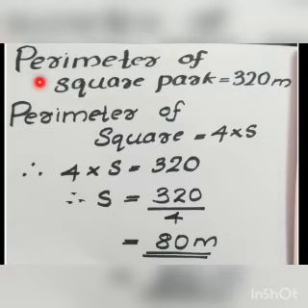That is, perimeter of the square park is given as 320 meter, isn't it? Also, you know the relation perimeter of a square. What is the perimeter of a square? 4 into side, isn't it? That value is 320 meter. That is 4 into side. Perimeter 4 into side is what? 320 meter, from which you can find the variable s.